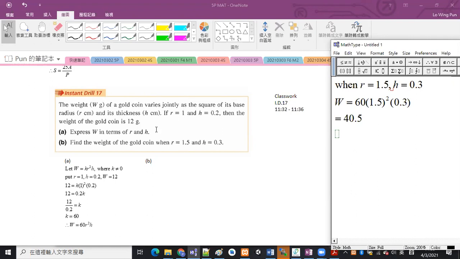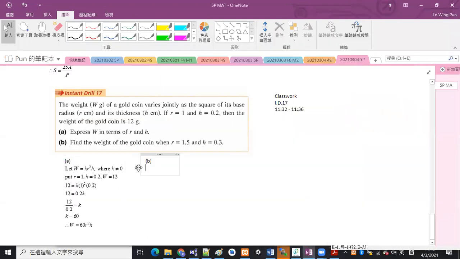But write down the conclusion. Therefore, the weight is 40.5 with the units. What is the unit of the weight in this question? It is gram. So the answer is 40.5 gram. Okay, so that is like this. Do you have any problems?